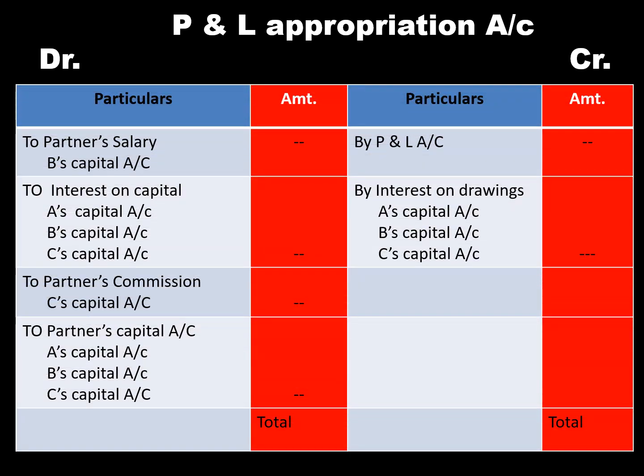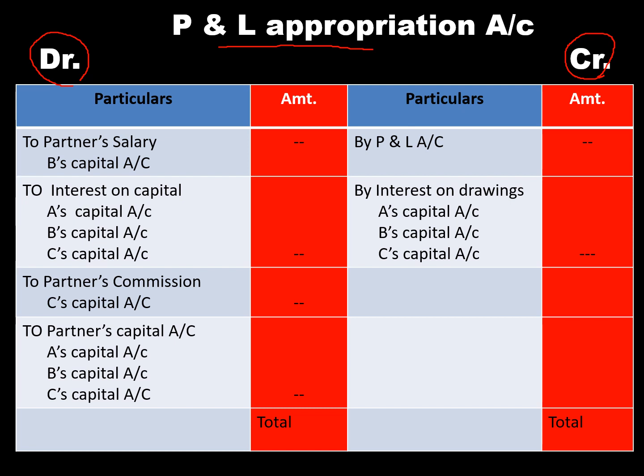First, we should understand the concept of P&L appropriation account. This account is nominal in nature. That means on the debit side we will have all expenses and losses, and on the credit side we will have all income and gains. But this account is prepared after the P&L account. So you can say this account is an extension of the P&L account.